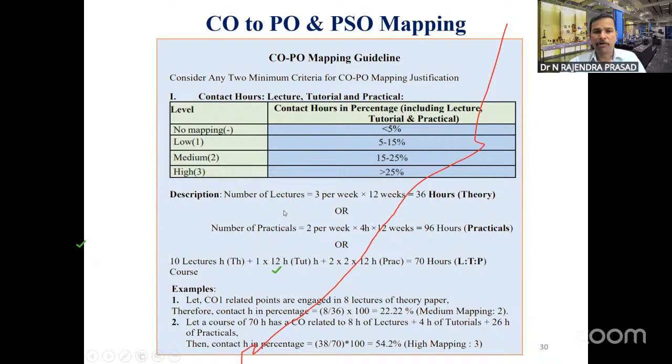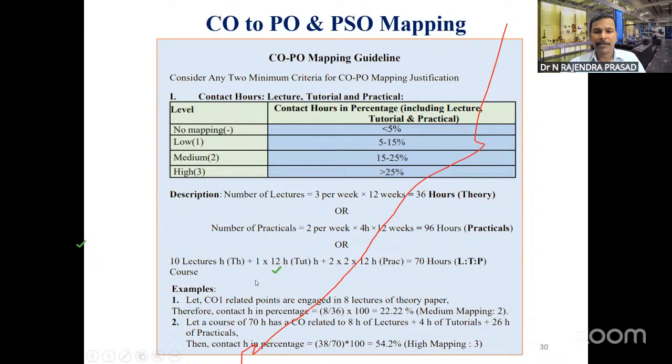So one example I have given here. For a course, the number of lectures is 3 per week, 12 weeks, so you will teach a 36 hours theory course. Or the number of practicals is 2 per week, 4 hours, 12 weeks, 96 hours total. Then the composition can be only theory, only practicals, or both theory and tutorials including practicals.